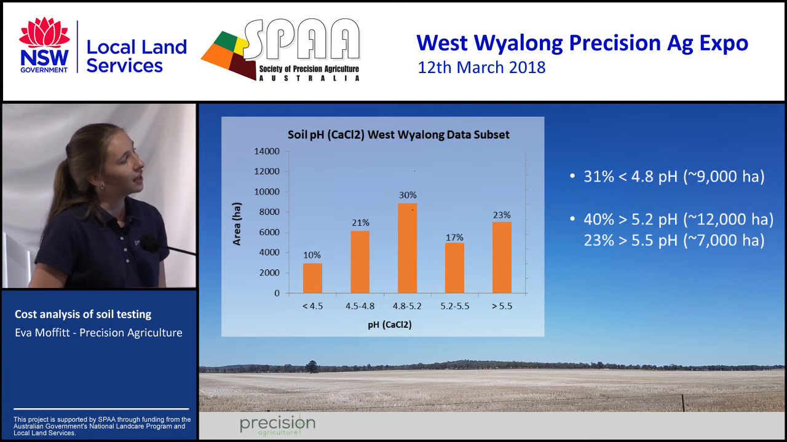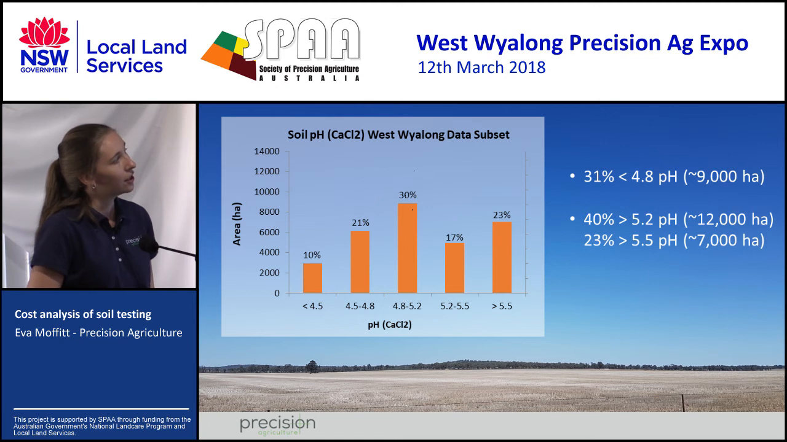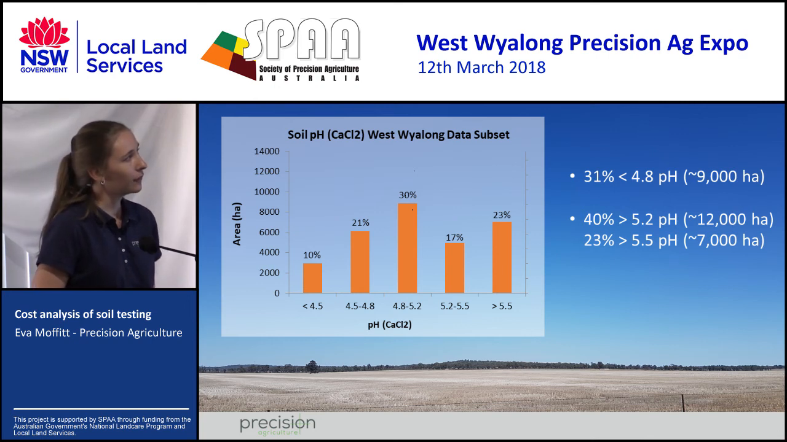And then just to graph this data in a little bit different manner. Here we've got a histogram, so it's got our bins, so 23% of the data was above 5.5 pH, and then we had 31% below 4.8, so that's 21 plus our 10. So these are areas here that traditionally might have been underlimed if we were doing a blanket approach, and then almost a quarter of the data here that didn't need to be limed.